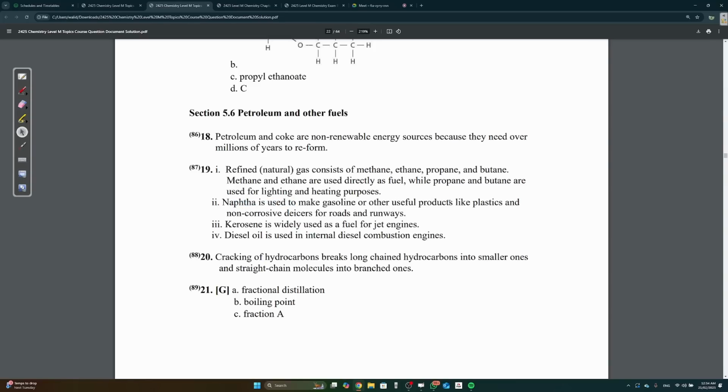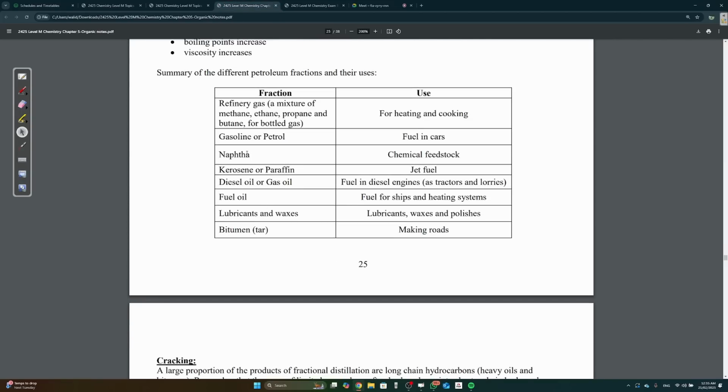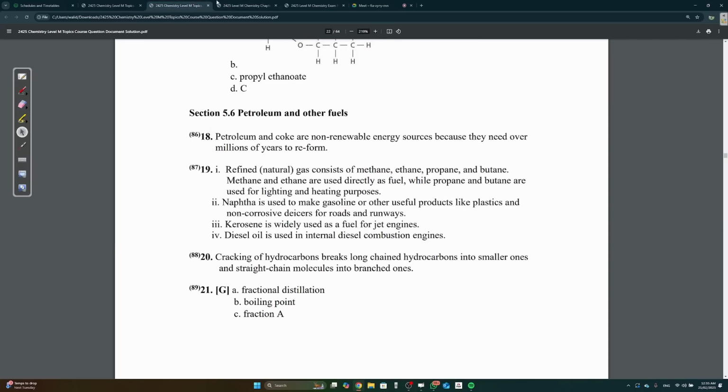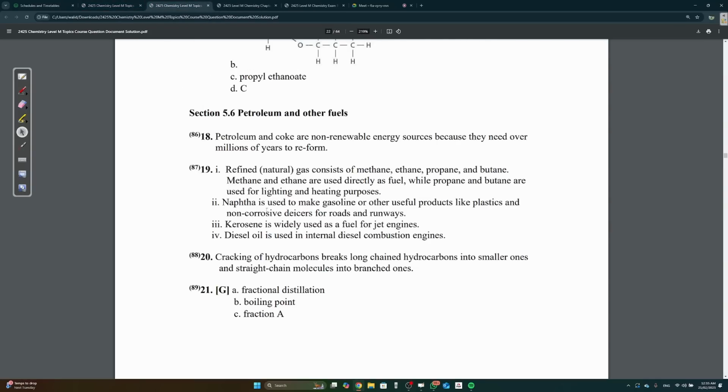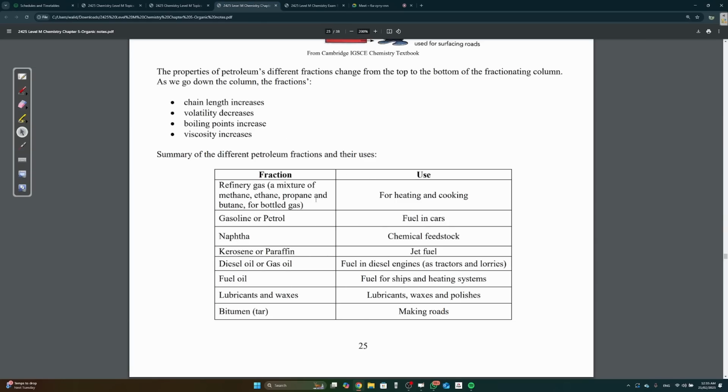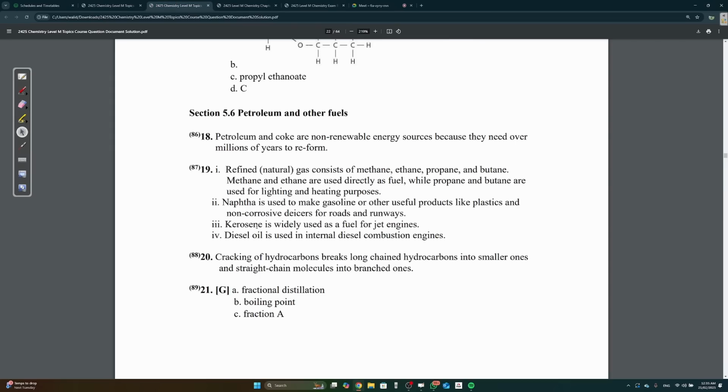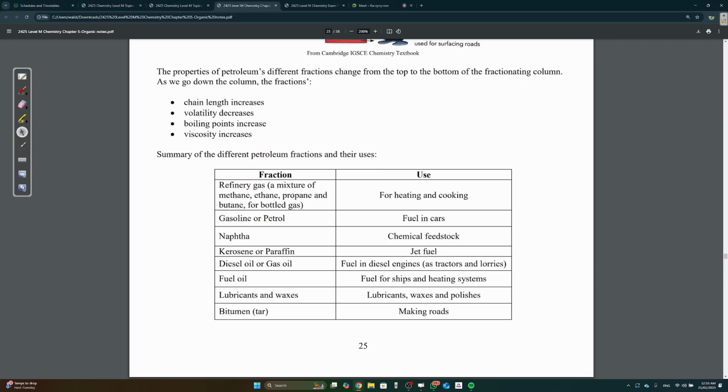Naphtha is for chemical feedstock. Yeah, they chose the four worst ones. They could choose other ones that are better. Any ones of these are correct. Kerosene for jet engines and diesel oil for internal diesel engines. Like I told you, any one of these is correct.